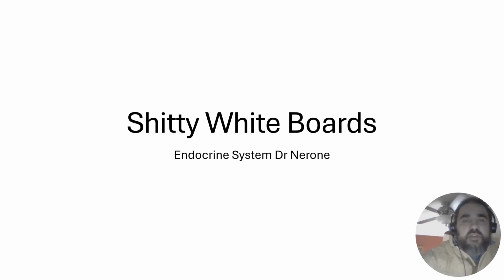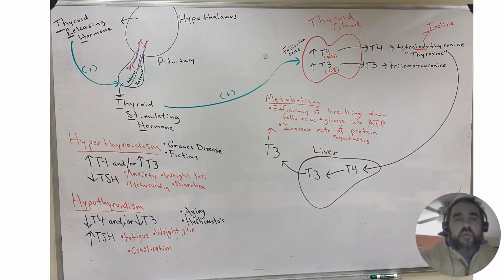All right, this is your endocrine review video. So we're going to go through all these endocrine pathways, including we'll talk about the pancreas and all the hormones it makes as well. Okay, so first pathway, the hypothalamic pituitary thyroid pathway.